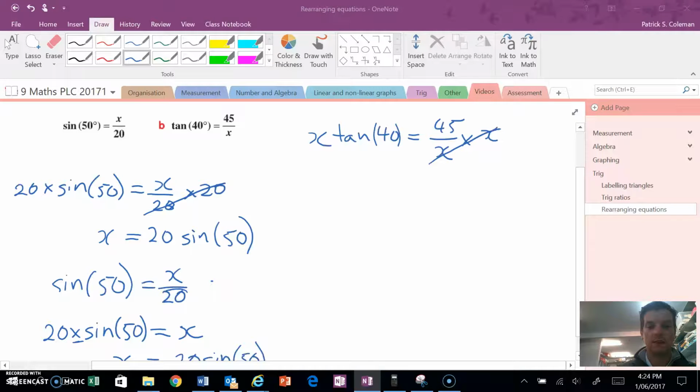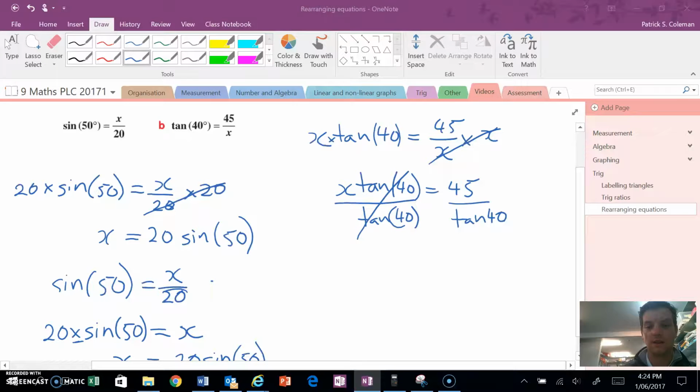Remember, this x tan is the times, so I still haven't got x by myself. I'm now going to take this tan 40 and move it to the other side. Remember, if it's multiplying, I'm going to have to divide on the other side. So let's just rewrite this for a second. x tan 40 equal to 45. Let's divide both sides by tan 40. We can see that they're going to cancel each other out, which means I'm left with x equals 45 over tan 40. Put those brackets back in there.